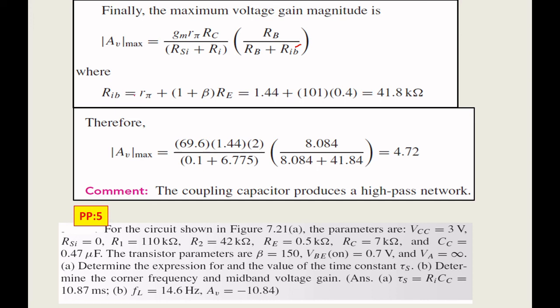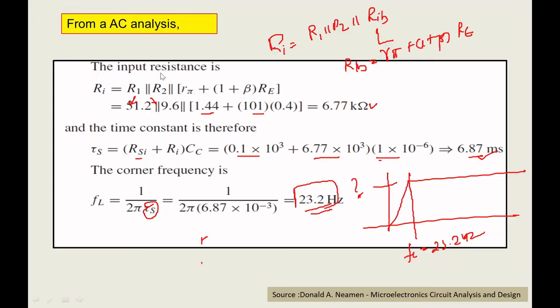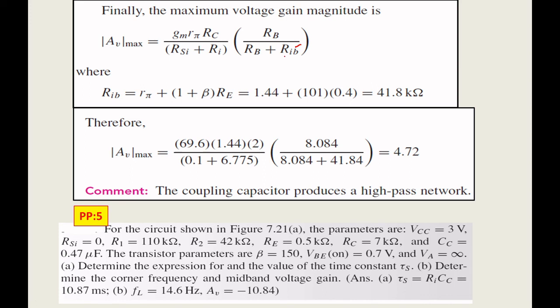What is RIB? Here you calculated overall, I don't know RIB separately, so I am calculating it separately because I want to substitute here. RIB is R pi plus 1 plus beta times Re, so R pi is 1.44, beta is 100 plus 1, 101, and Re is 0.4 kilo ohms. Make sure that all are in the same MKS unit. If you are working in kilo ohms, everything should be in kilo ohms. If you are working in ohms, everything should be in ohms. That gives a correct answer, so you have to be precise. So RIB will be 41.8 kilo ohm.